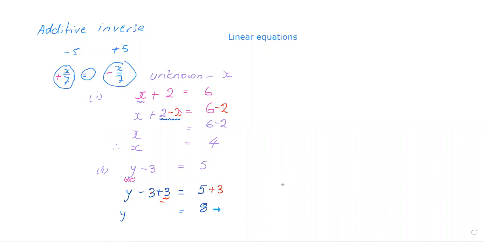Now, let's have a look at another thing called reciprocal, or what you call the multiplicative inverse.